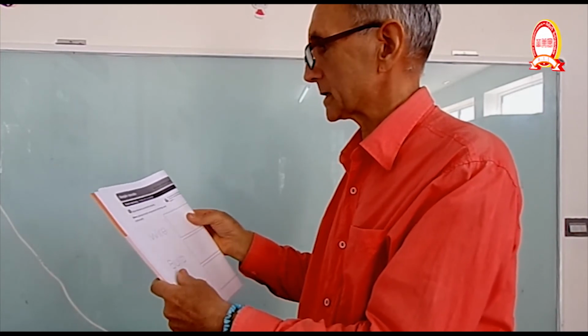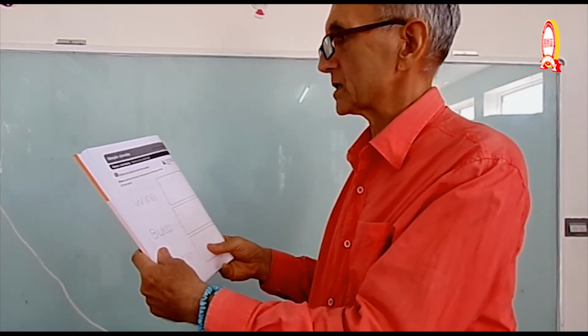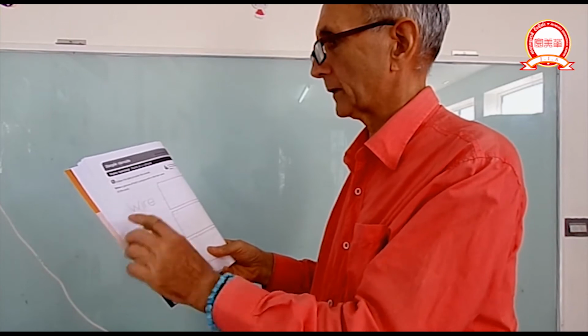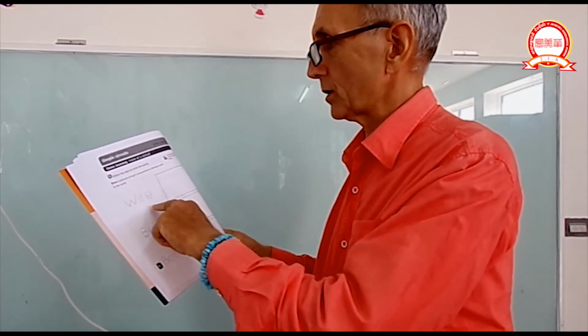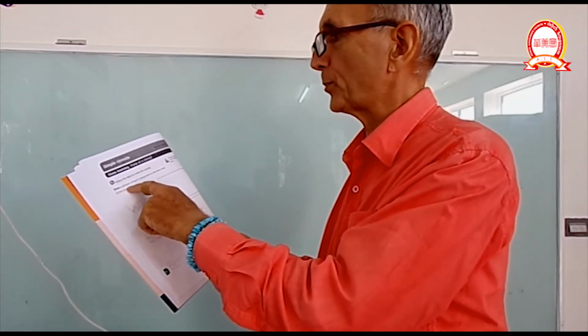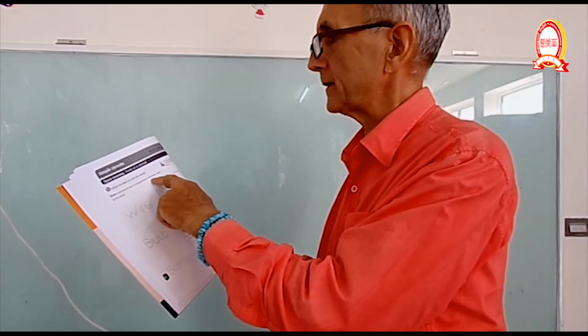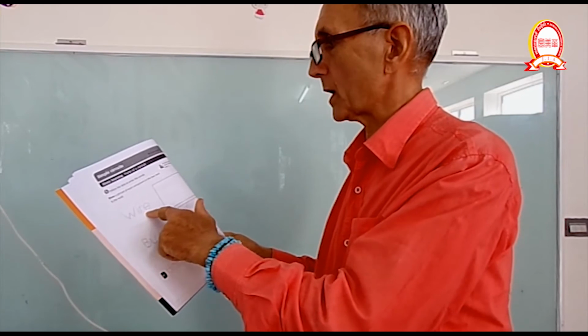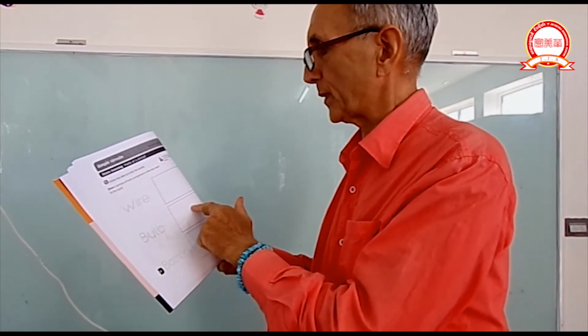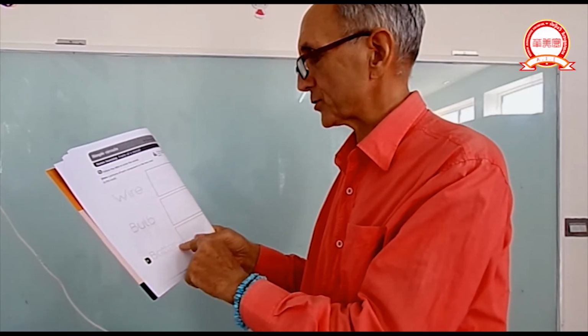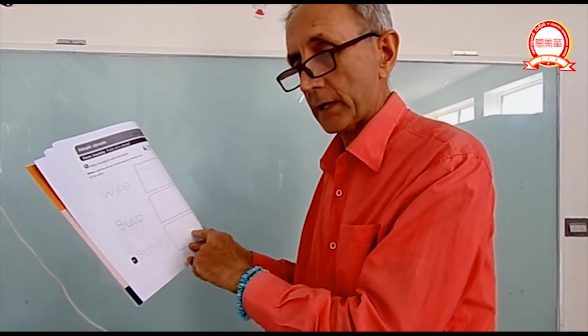Page 26. Parts of a circuit. Here you have the words, draw on the dots, and then draw a picture of each thing in the box next to the word. So here it says wire, so you draw a picture of wire. Here it says bulb, so you draw a picture of bulb. Here it says battery, so you draw a picture of a battery.